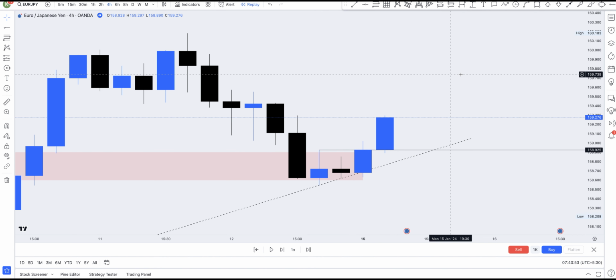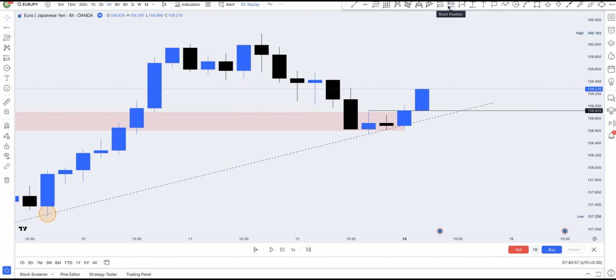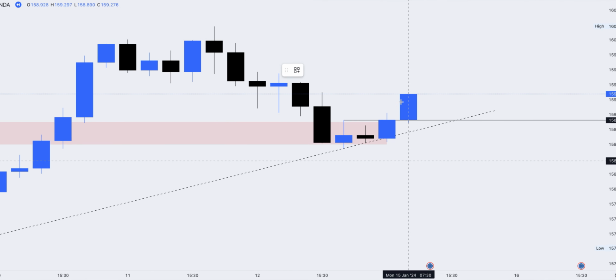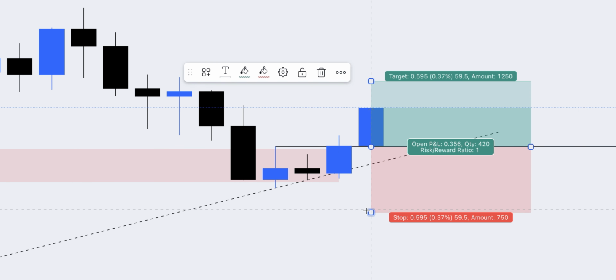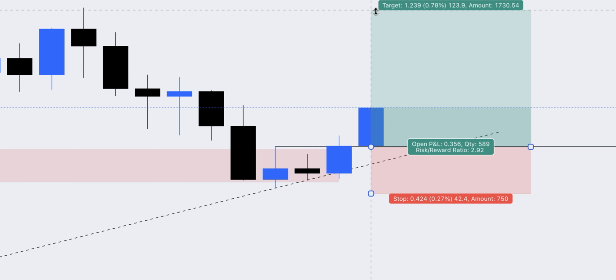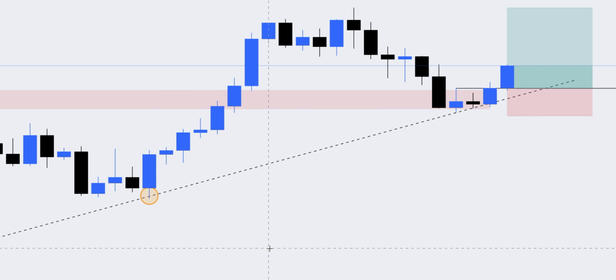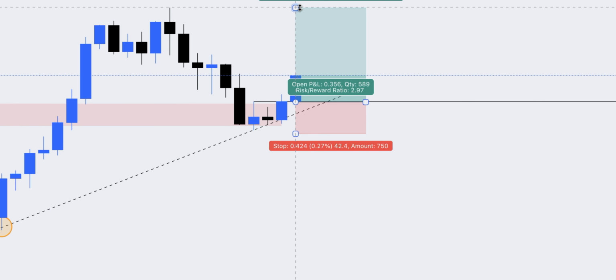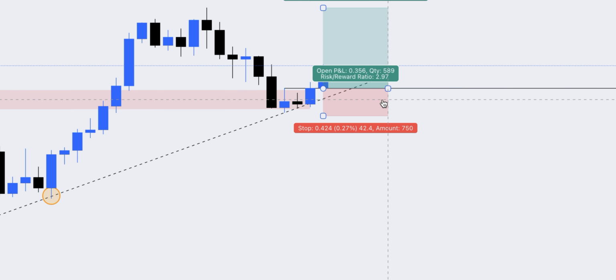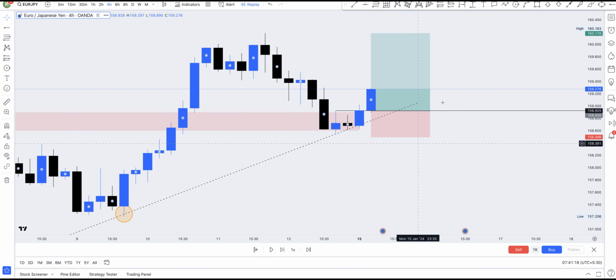So right after that, what are we going to look for? We just pull out our long position tool and drop it here, our stop loss a little below the trend line, then our take profit at the nearest support or resistance. So you can see what is happening here. This is our take profit at the nearest support or resistance, and our risk to reward here is 1:2, a very good risk to reward.